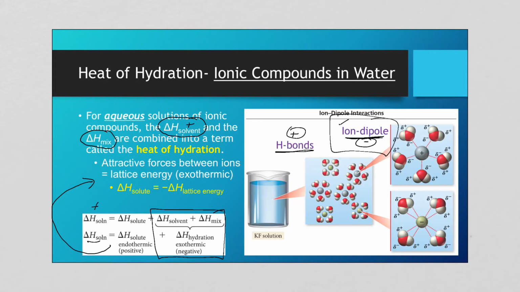Now, the delta H of solute is simply the opposite of the lattice energy. It's going to be a very large positive term because you're breaking apart that ionic crystal. So you're breaking those ionic bonds, and you're going to have to input that amount of energy, equivalent to the lattice energy, to break everything apart. And so the delta H of solute for an ionic compound is simply the opposite of the lattice energy. So in this situation, of course, this is going to be positive, because our lattice energy is always negative.